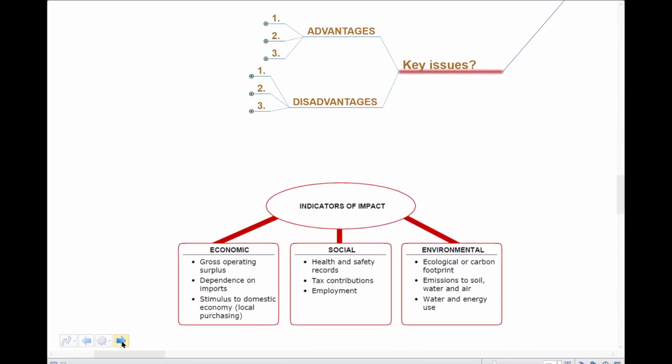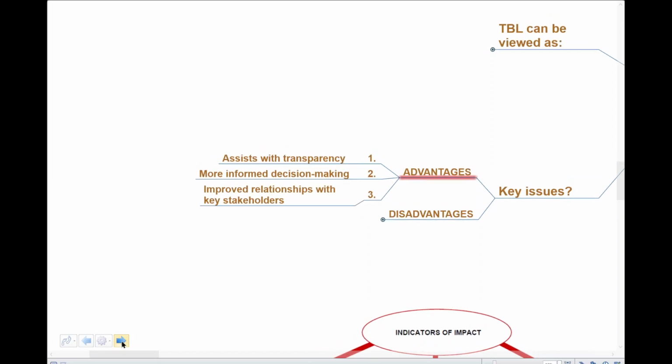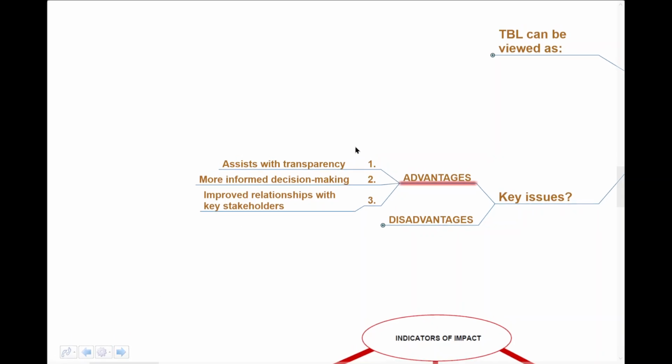Some more key issues on this area in terms of broadly advantages and indeed disadvantages. Absolutely, certainly TBL assists with transparency. The more information that we're providing in relation to performance in those areas, the better our information is, broadly speaking. As mentioned, if we're recording our performance, our decision making has to be better. And linked into that, if our decision making is better, it's more than likely that we improve relationships with key stakeholders, particularly those who are interested in social and environmental impact.